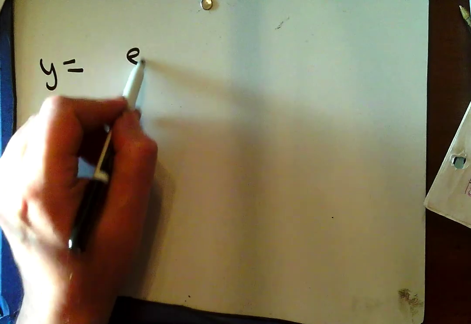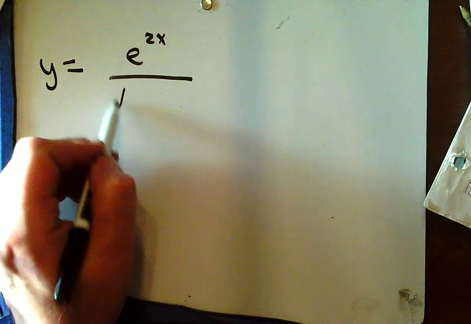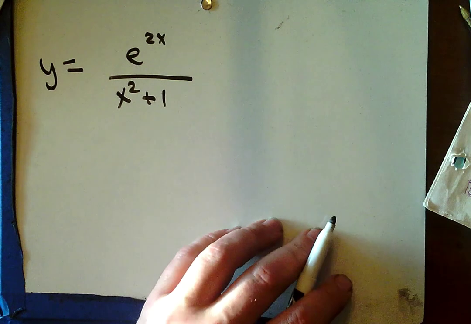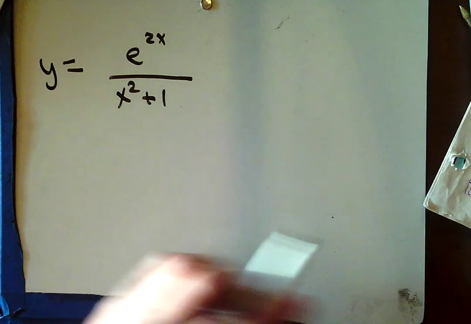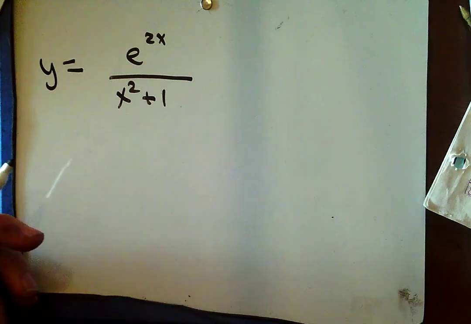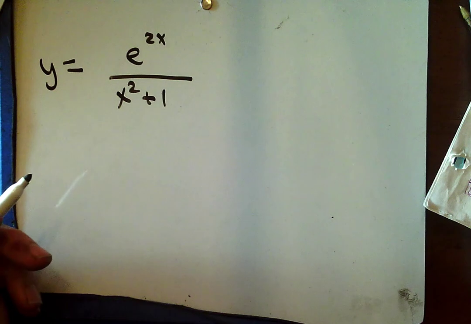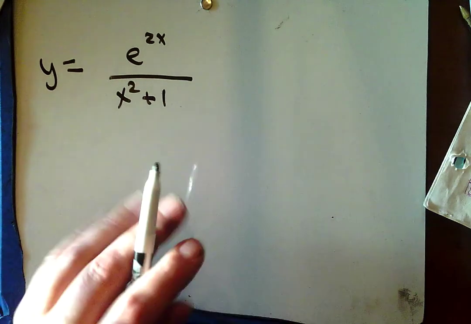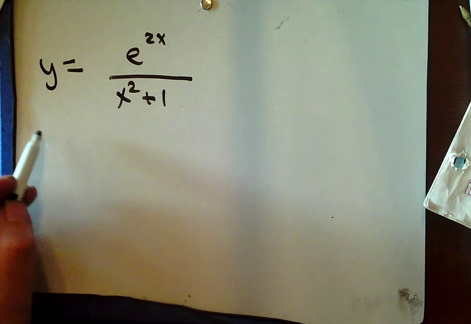Okay. Woof. How about this one? Y equals e to the 2x over x squared plus 1. Yeah, I'm going to do it with quotient rule, because quotient rule shows up on the AP exam in a way where you really don't want to flip the bottom up and raise it to the -1 power. So let's just practice quotient rule a little.